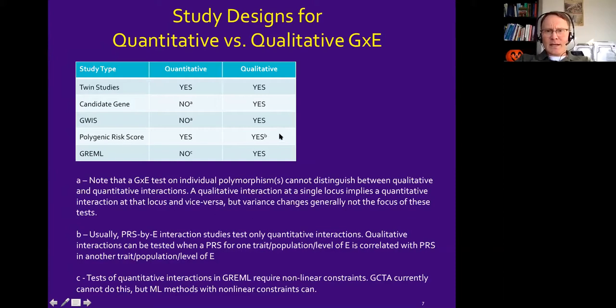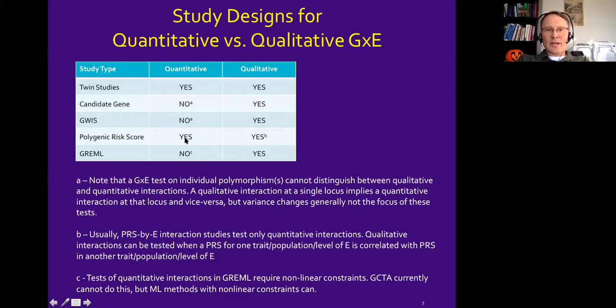For PRS studies, usually it's the quantitative interaction that's of interest. We're usually interested in whether the R squared is the same across different levels of E. But you could also look at qualitative interactions, whether a PRS in one trait or one population of E is correlated with a PRS at another trait or another level of E. And finally, for GREML, it's almost always the qualitative interaction that is tested. This is the G by E in GCTA, the software GCTA. That's what's being tested there.